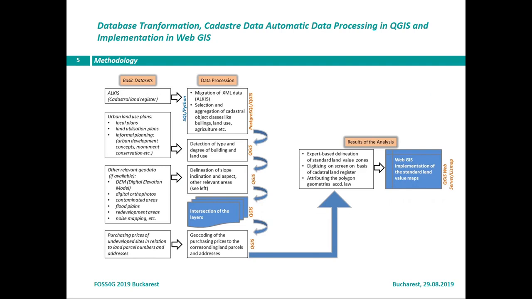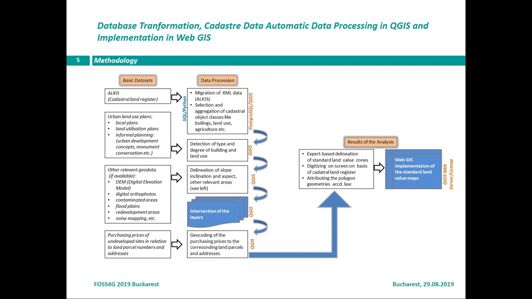As you can see, there is the methodology of this project. We have some basic data sets, data processing, and results of the analysis. In the basic data set, we have the ALKIS data. This is the cadastral data based on the XML format. And we have the urban land use plan, like a local plan, and informal planning, like an urban development concept. And for other relevant geodata, we will use the DEM, the digital elevation model, and digital orthophotos. But in some cases, this kind of data is not available, except for some big cities.